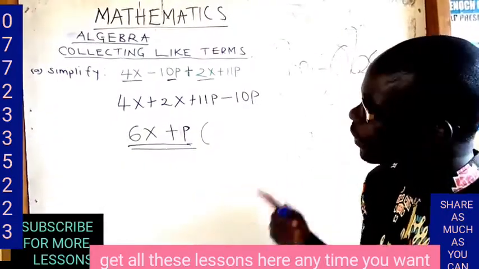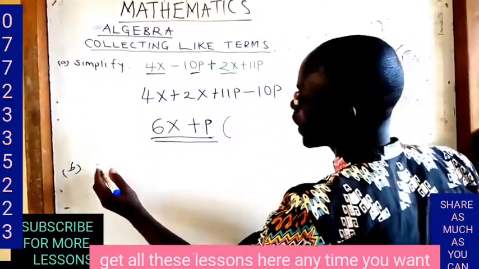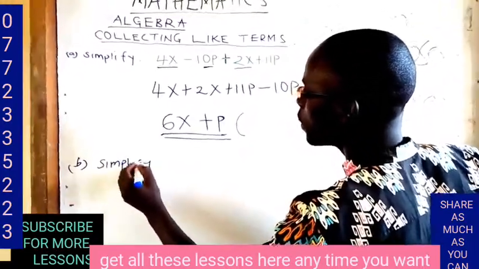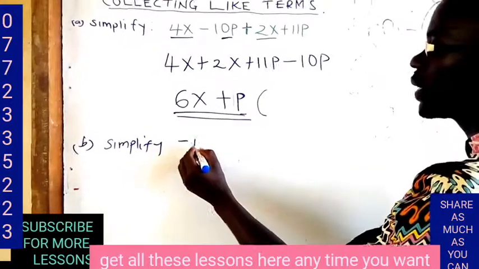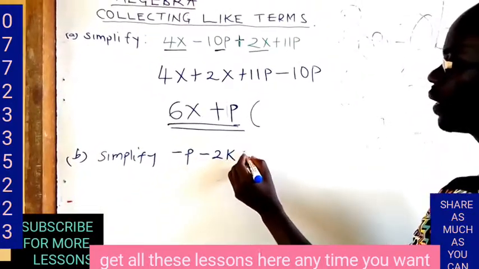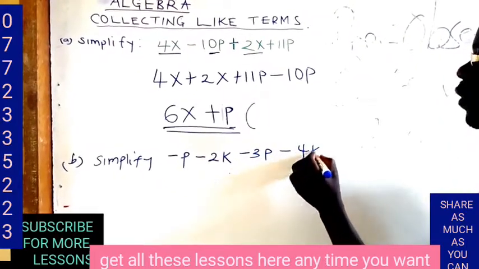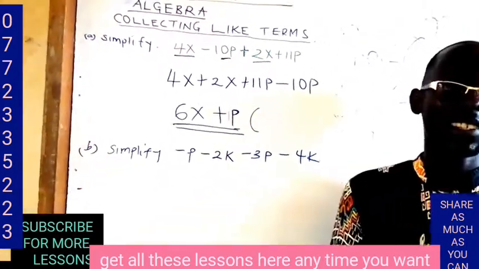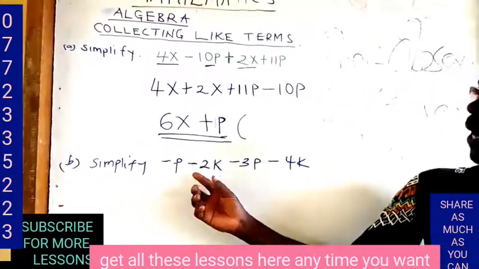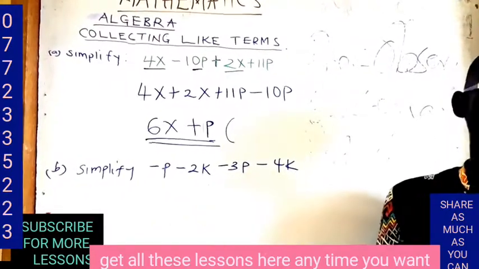Now, we can look at example 2, which is a little bit different from this. For example, we can say simplify negative p minus 2k minus 3p minus 4k. So this is another task that we need to look at. Negative p minus 2k minus 3p minus 4k.